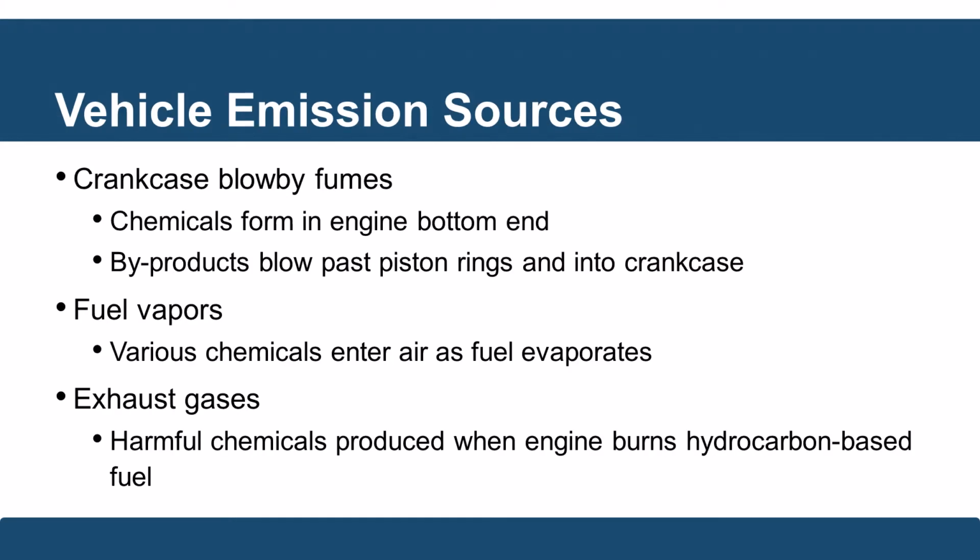We're running rich. Now, sources of these emissions in the vehicle: crankcase blowby fumes coming out of the crankcase, which is in the engine bottom. There are byproducts that blow past the piston rings and into the crankcase. Additionally, we have fuel vapors, and those fuel vapors have a bunch of different chemicals that simply evaporate into the atmosphere. And then there are the exhaust gases coming out of the back end of the tailpipe. Usually those are our hydrocarbon-based fuels that are being burnt.